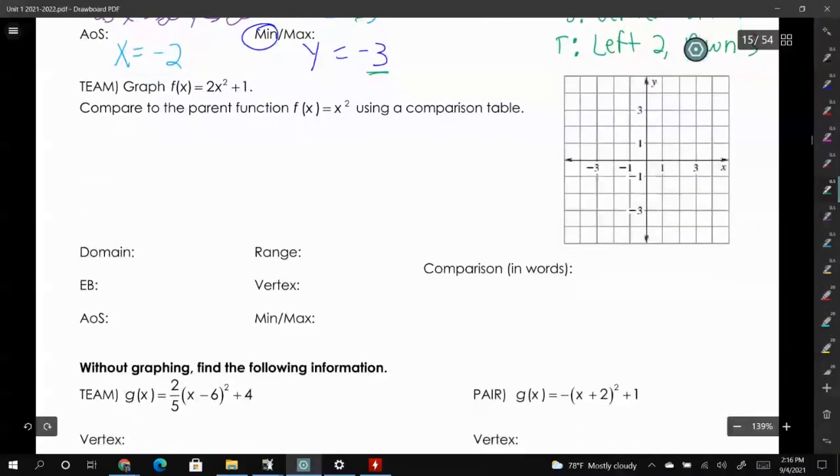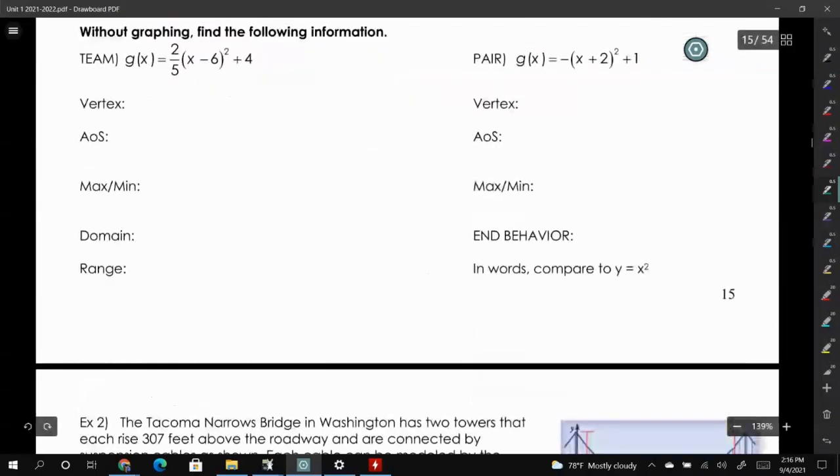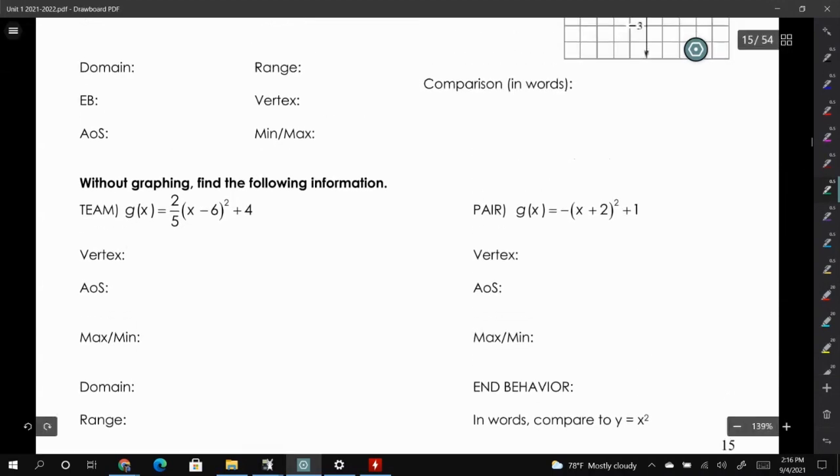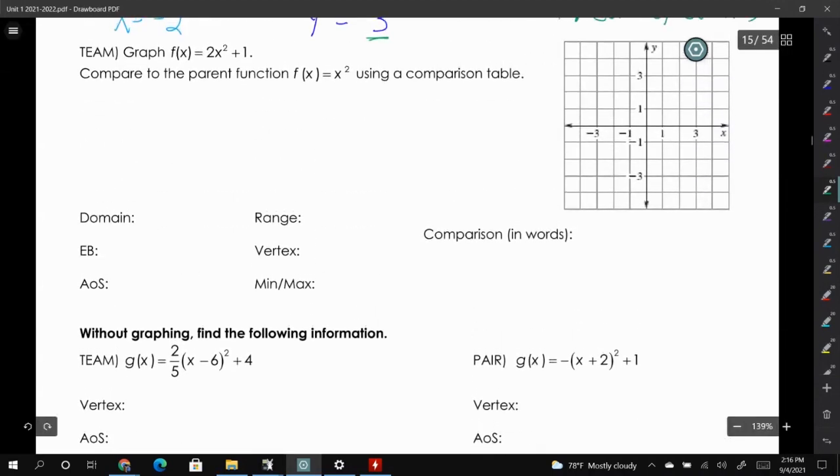Now down here, I want you to pause the video, and I want you to do this problem here, this graph, and then I want you to try these two problems, which is asking you for a lot of the same information, but without graphing. So let's see how you do on that. Pause it for a moment, and once you're done, unpause it to check the answers.